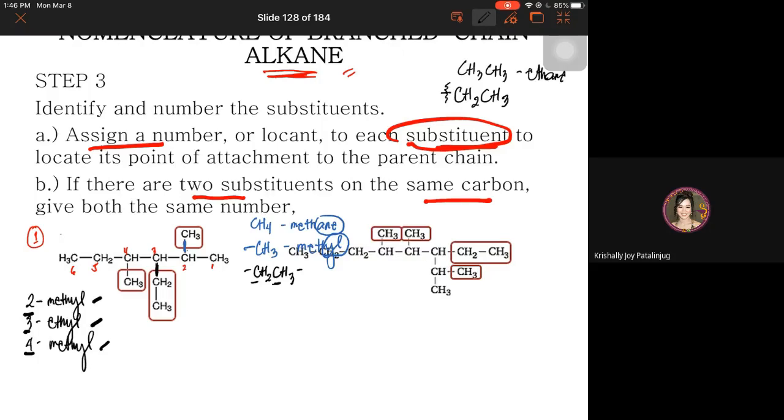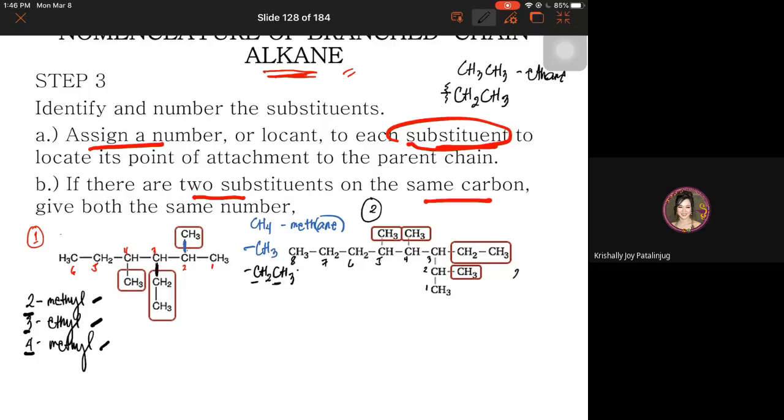Letter B. Okay? Ayan, ako sa erase. Na application. Sige. Given this molecule 2. Sige. Molecule 2 ha. So, na-number naman nato yung parent kanina. So, we start here. 2, 3, 4, 5, 6, 7, 8. So, applying step 3, letter A muna, we assign number, okay, for each substituent.